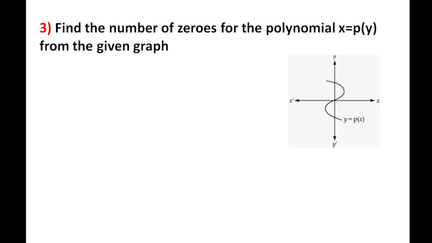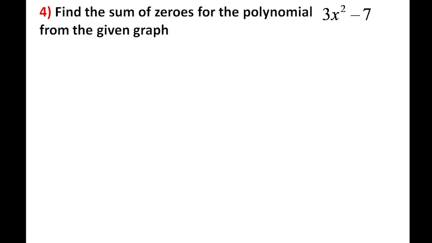Okay. Now, moving to the next one, find the number of zeros of the polynomial x is equal to p of y from the given graph. X equal to p of y means the polynomial is in terms of y. So look at the y-axis. See, I have marked the y-axis, and in that axis means the graph crosses y-axis at 1, 2, 3 points. So answer is 3. Hope you understand the concept.